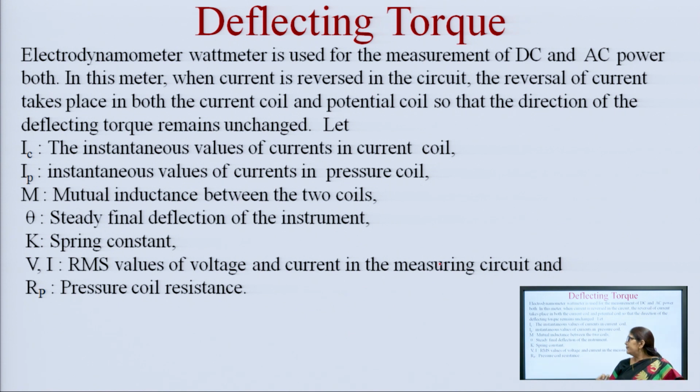So, here we can see that IC is the instantaneous value of current in the current coil, IP is the instantaneous value of current in the pressure coil, M is the mutual inductance between the two coils, theta is the steady final deflection of the instrument, K is the spring constant, and V and I are the RMS values of voltage and current in the measuring circuit, and RP is the pressure coil resistance.